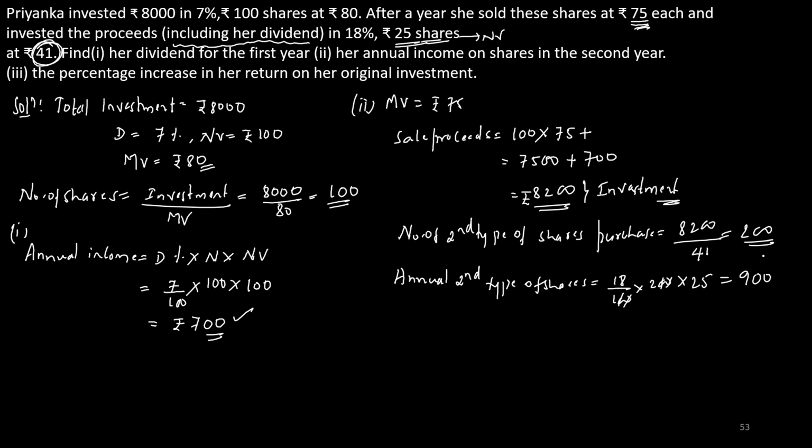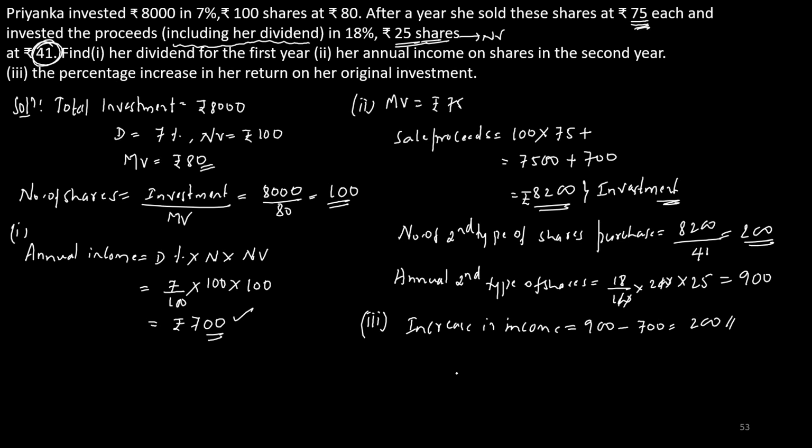So what is the third sub question now? Annual income on the second year. Okay, fine. Very next year she has done. The percentage increase in her return on her original investment. So first of all, let us calculate the increase in income. What is the increase in income? That is 900 rupees minus 700 rupees, that is 200 rupees increased from the first year to the second year.